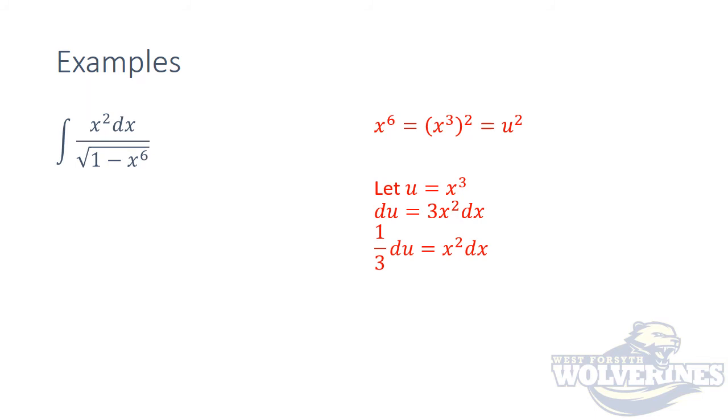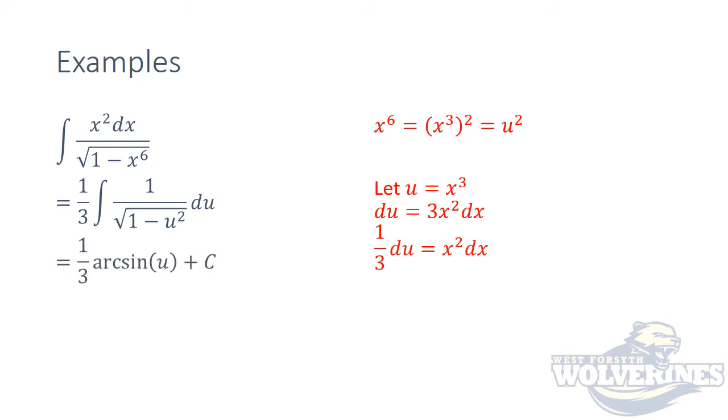So now we can rewrite our integral. The x squared dx becomes replaced with a 1/3 du. And x to the 6th becomes replaced with u squared. And now the integrand perfectly matches arcsine. So now it becomes 1/3 times arcsine of u plus c. And then of course we can't leave u. We go back and switch it. U equals x to the 3rd.